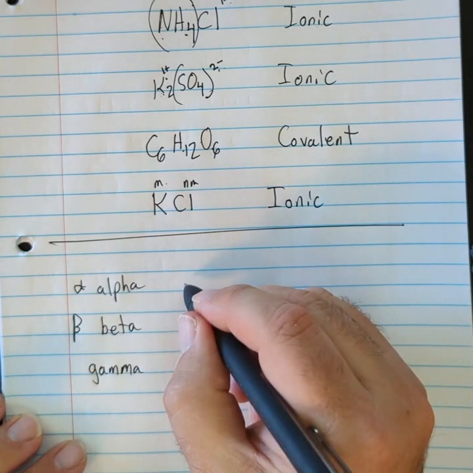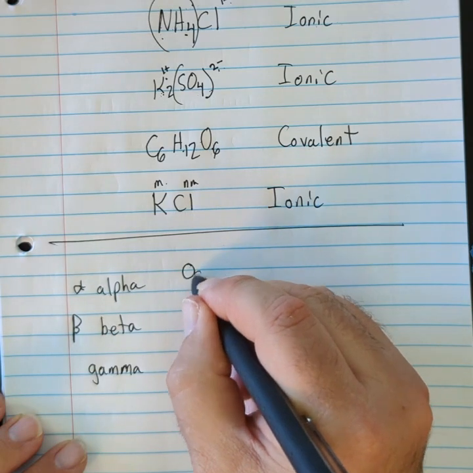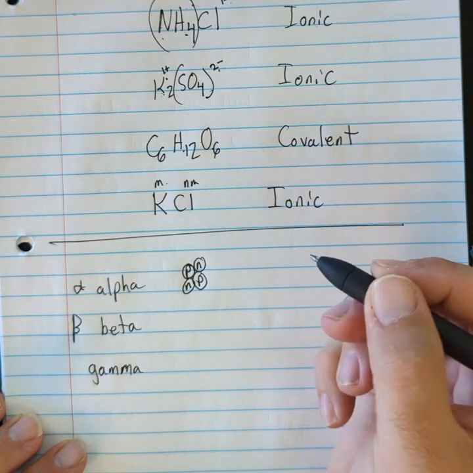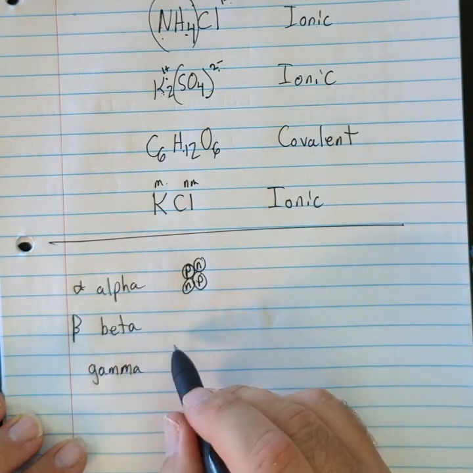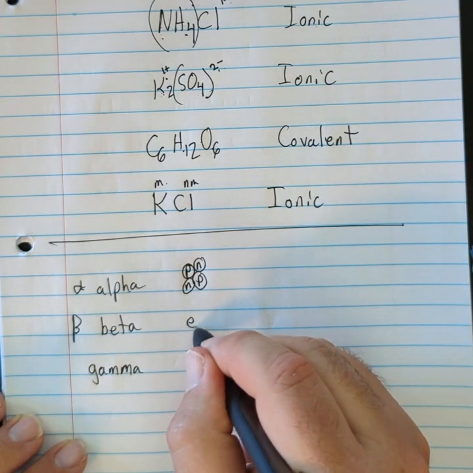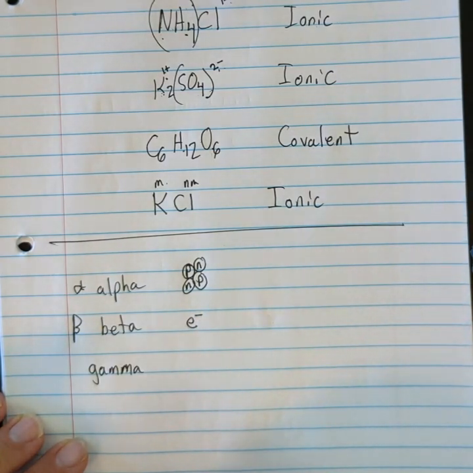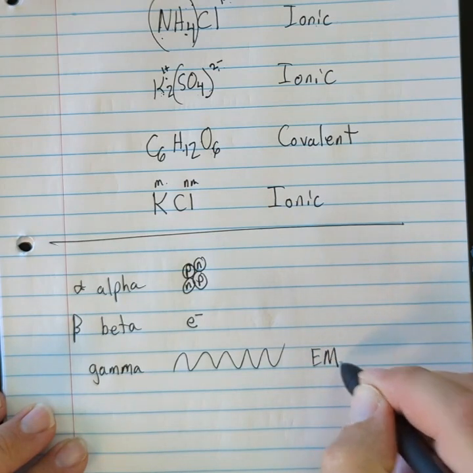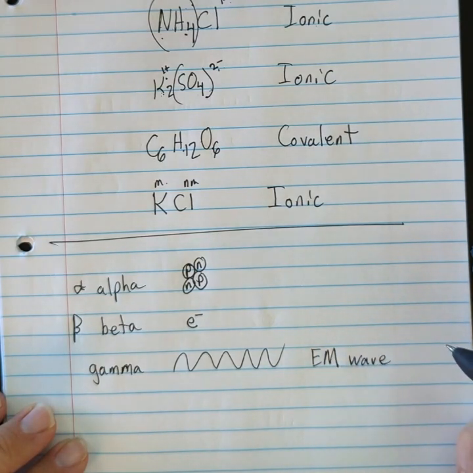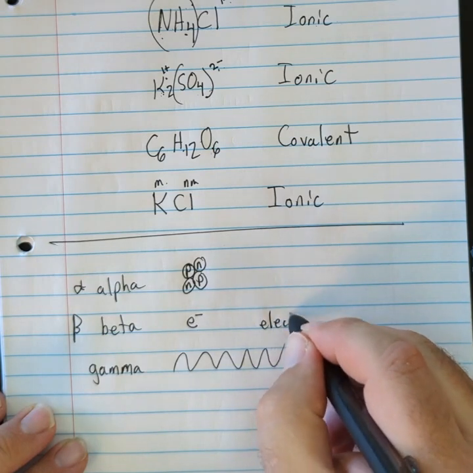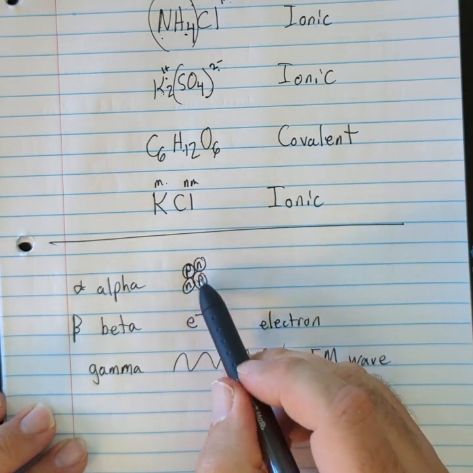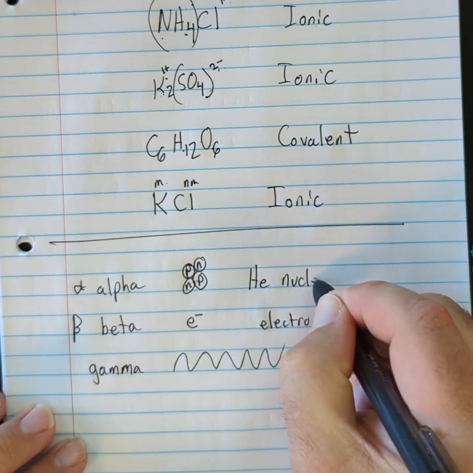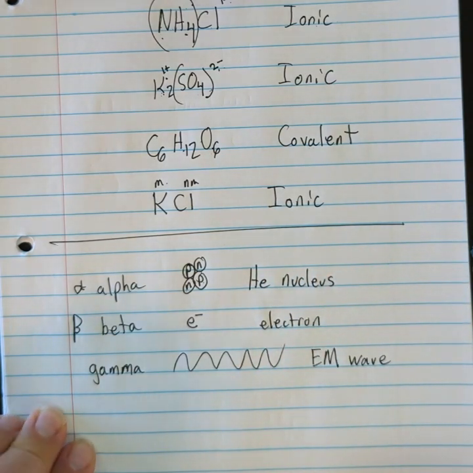All right, alpha decay is going to be 2 protons and 2 neutrons. And then a beta decay is an electron. And then gamma radiation is an electromagnetic wave. And since this is 2 protons and 2 neutrons, this is basically a helium nucleus.